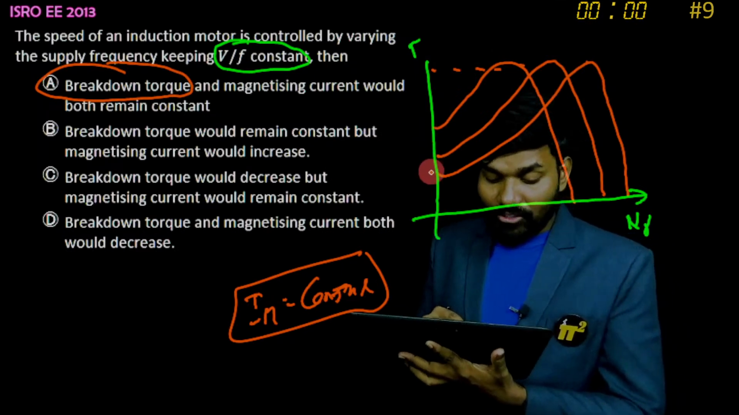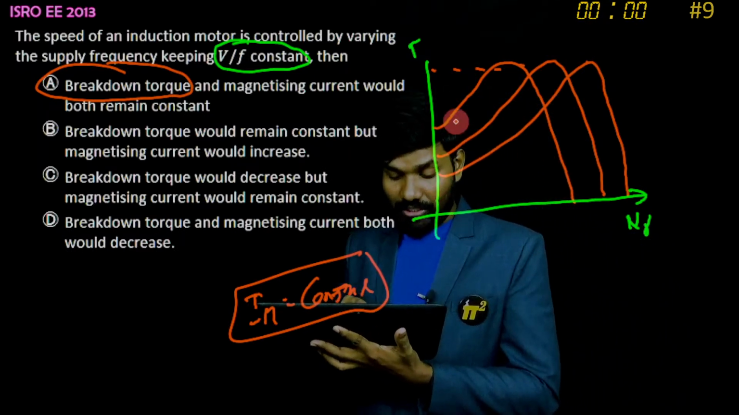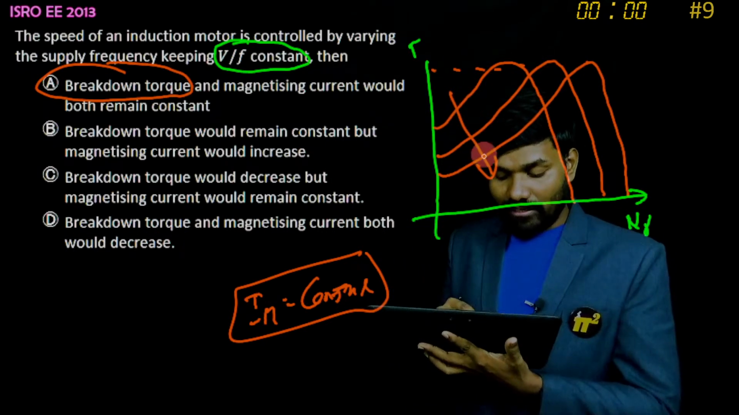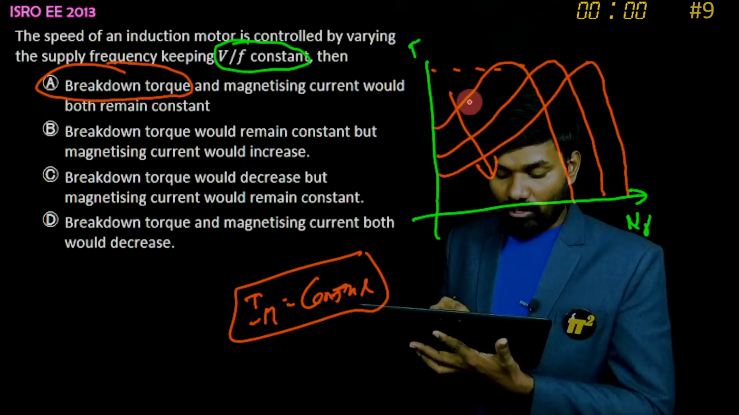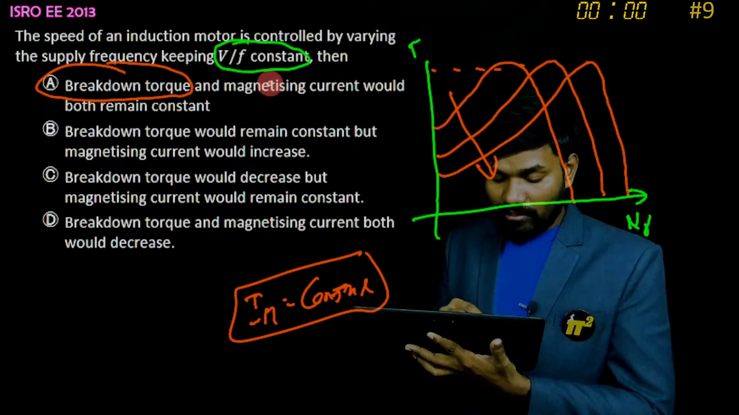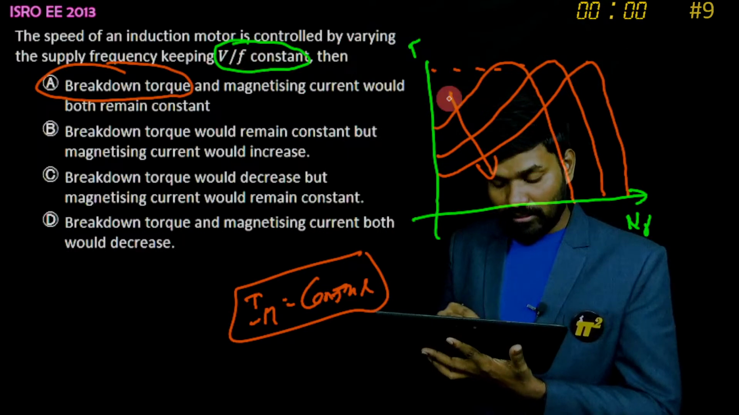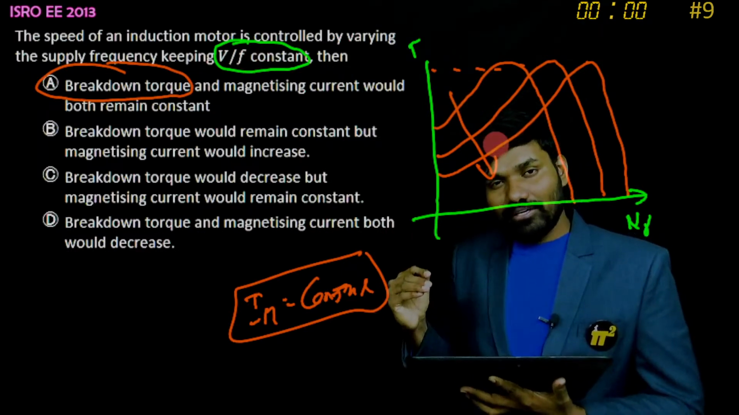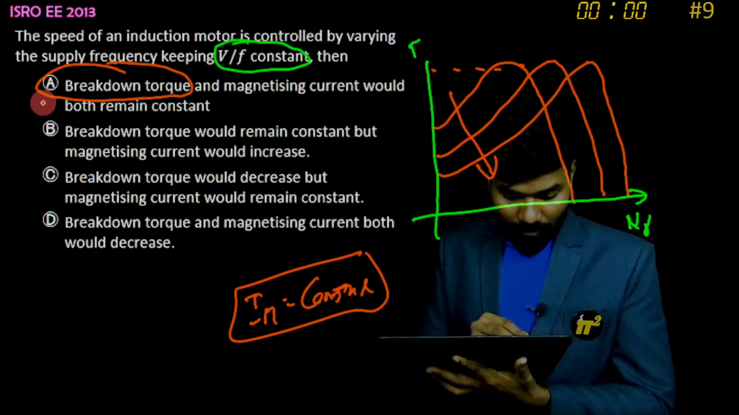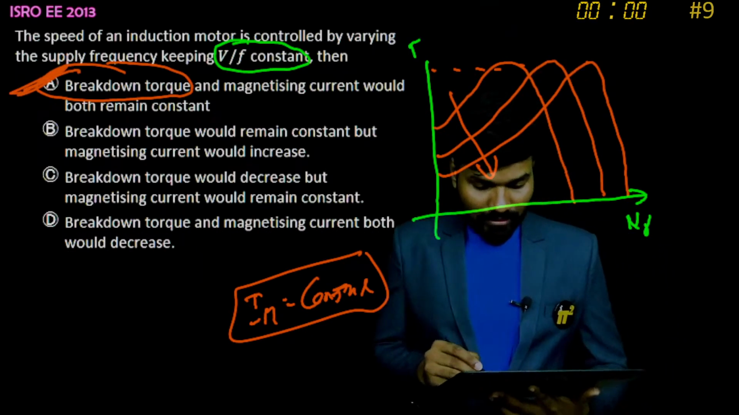Breakdown torque, maximum torque is anyway constant. Starting torque is changing with the increase in frequency. This is increase in frequency. One frequency is here, higher frequency is here, higher frequency is here, provided V by F is constant. So starting torque is reduced, but maximum torque is the same. So the right answer is A.